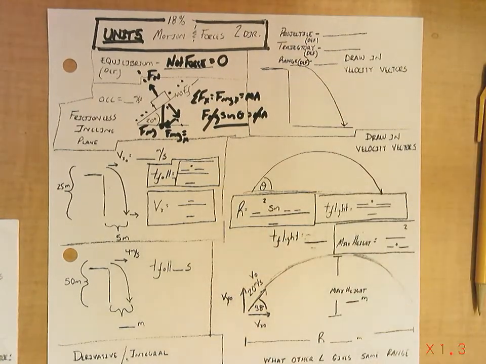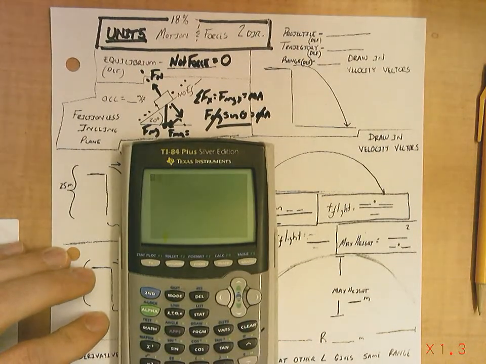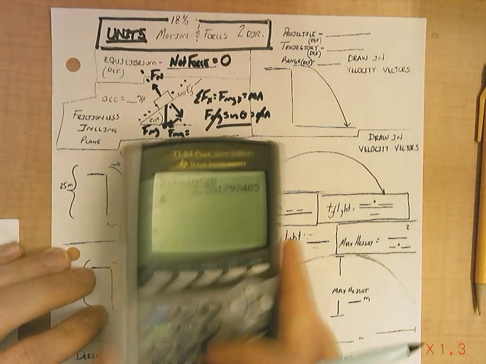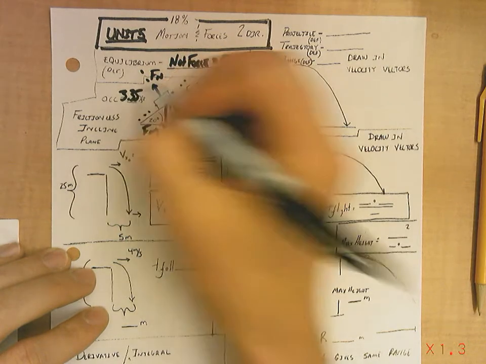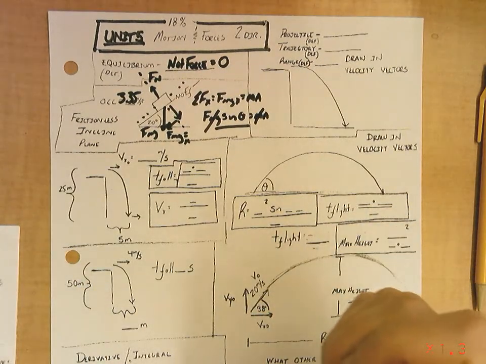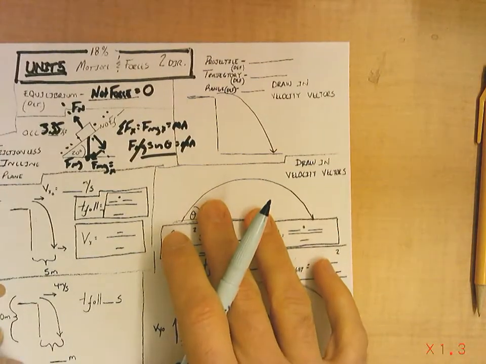So if you want to know on a frictionless inclined plane what the acceleration is, we'll just say 9.8 times the sine of 20 degrees. And that will give it to you straight away, 3.35 meters per second squared. And I think you'll find that to be a lot easier than going through a lot of that trig.